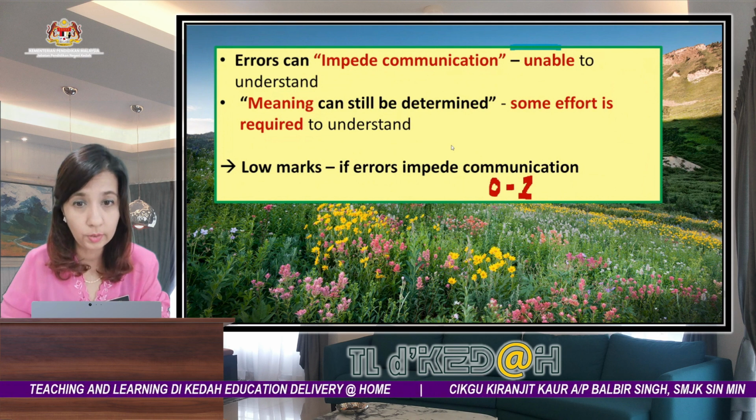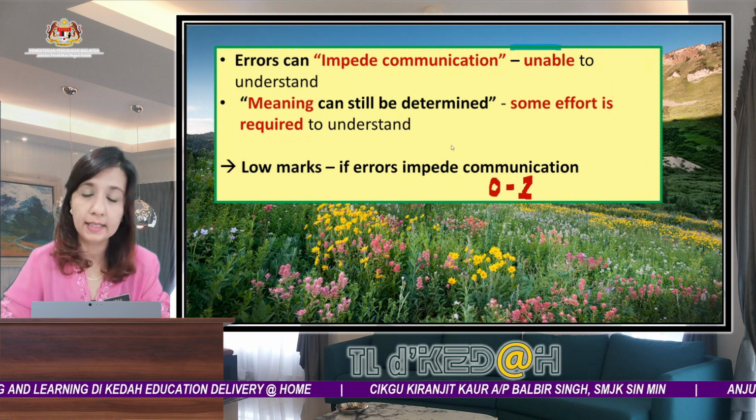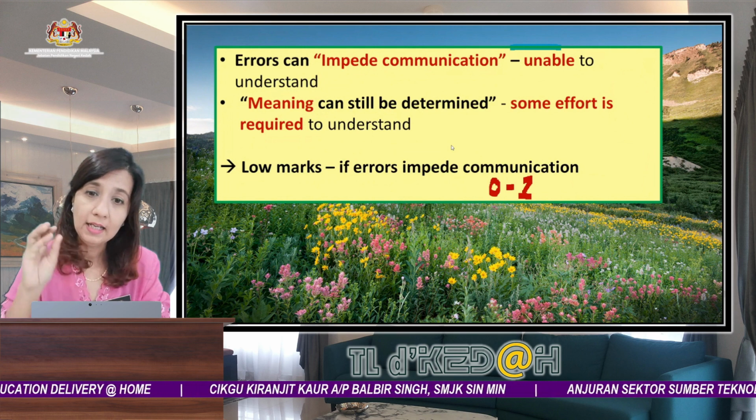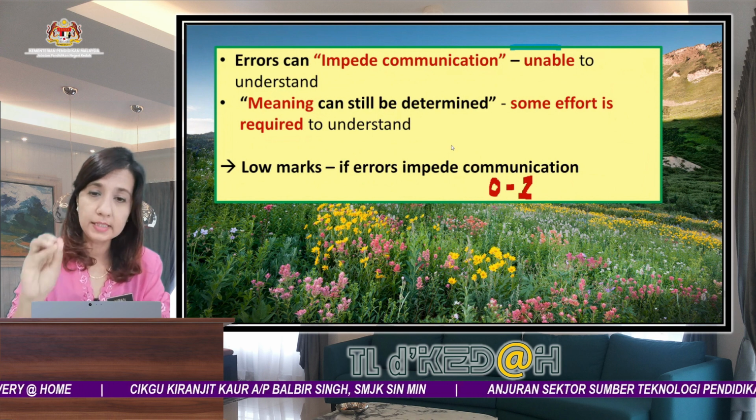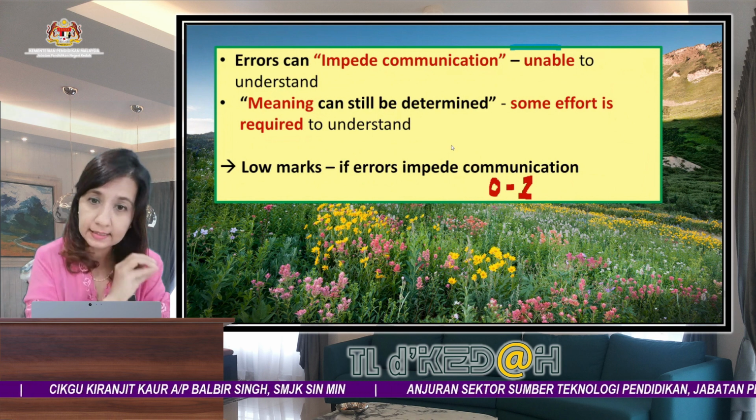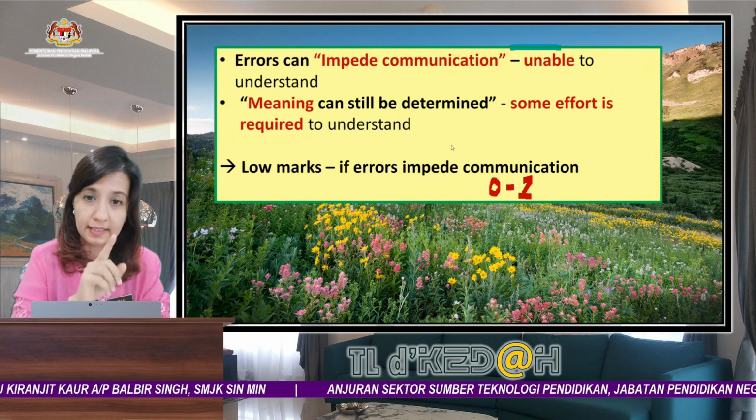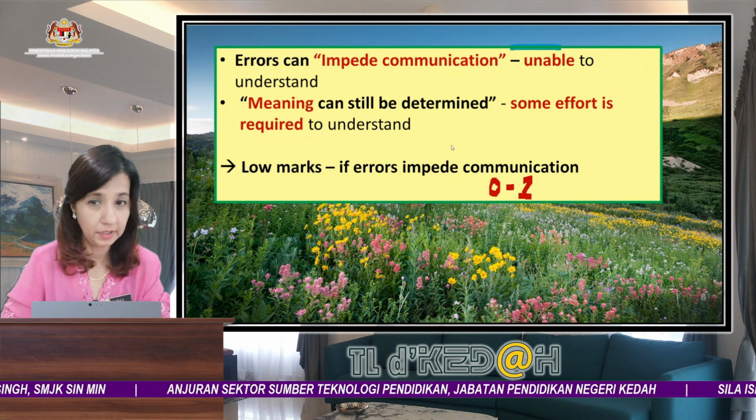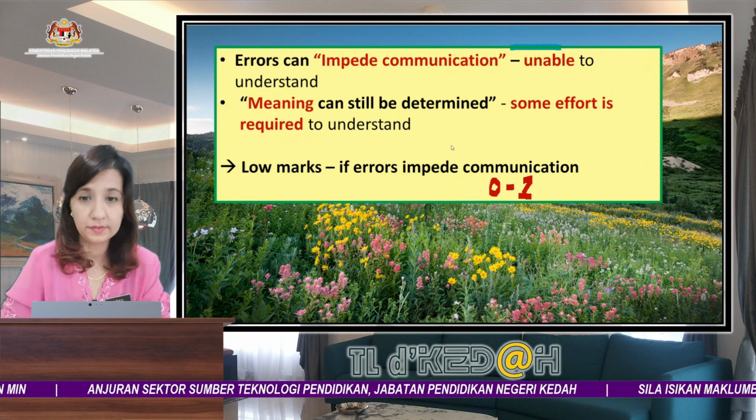You can even get 0. If the whole essay cannot be understood, you can get 0 for language. And when you get 0 for language, it will also affect the other criteria. The communicative achievement, that means the ideas are not clear, people cannot understand, so it affects all the rest.